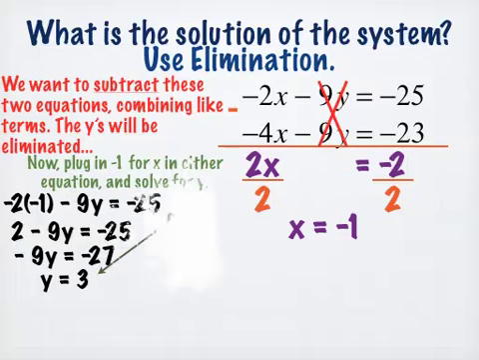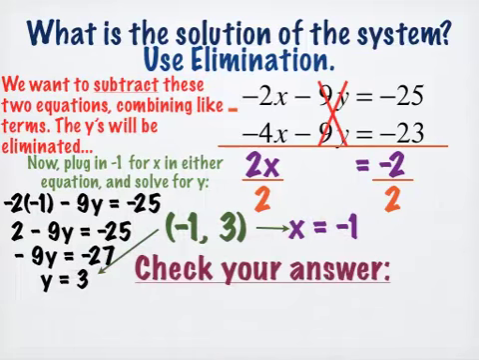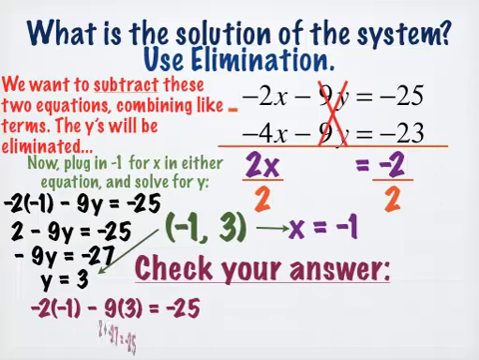We can combine x equals negative 1 and y equals 3 to form the ordered pair negative 1, 3. Just like with all of my system of equations problems, I need to go ahead and check my answer. To check my answer, I plug in negative 1 for x and 3 for y. So for the first equation, I have negative 2 times negative 1 minus 9 times 3 equals negative 25. Negative 2 times negative 1 is a positive 2 plus a negative 27 equals negative 25, and that is true. So I've checked the first equation.